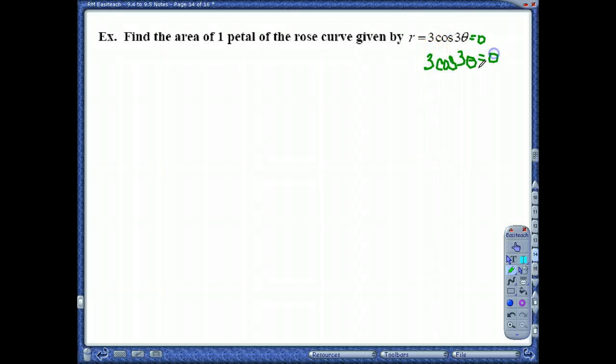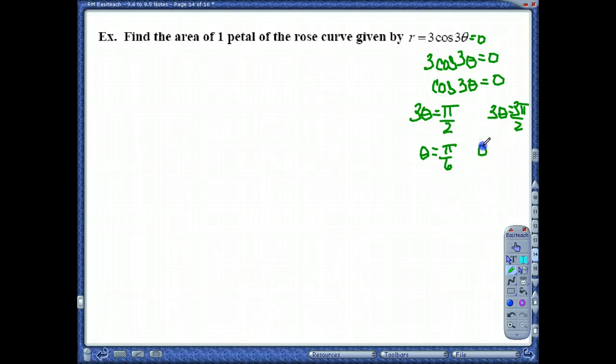But if we set this equal to 0, so we have 3 cosine of 3 theta equals 0, divide by 3, so we've got cosine of 3 theta equals 0. We need to find out where cosine equals 0. Well, cosine of pi over 2 and cosine of 3 pi over 2 equal 0. So we're looking at where 3 times theta is equal to pi over 2, where 3 times theta is equal to 3 pi over 2. If I divide both sides by 3 or multiply by 1/3, I get pi over 6, and I get pi over 2. Okay? Now, we could do the same thing if we set 3 theta equal to negative pi over 2. We'd have negative pi over 6.